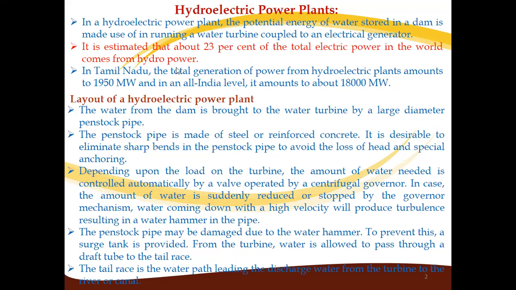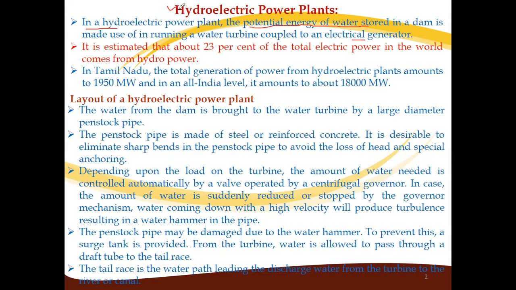In a hydroelectric power plant, potential energy is stored in water. This potential energy stored in a dam is made use of to run a water turbine, and this water turbine is coupled to an electrical generator. So we convert potential energy into electrical energy by means of this hydroelectric power plant.